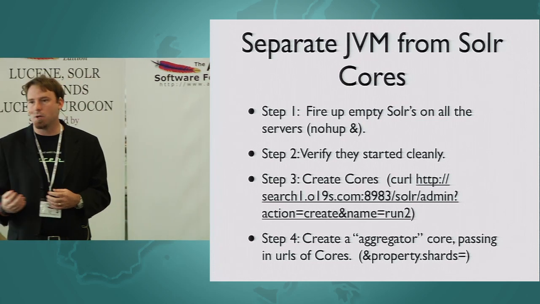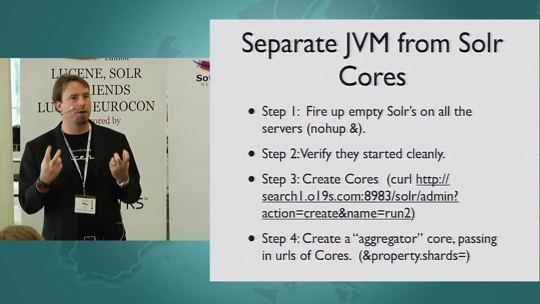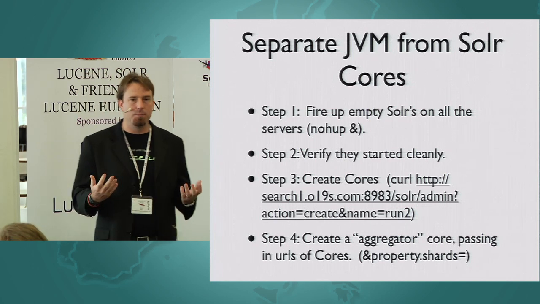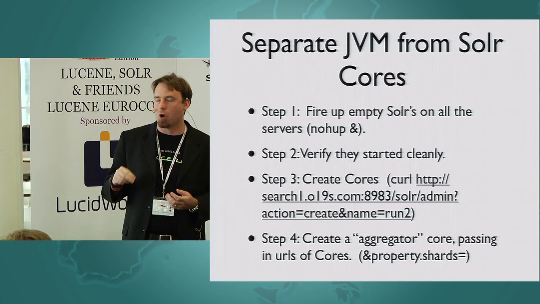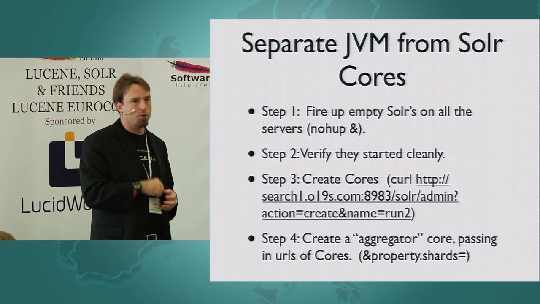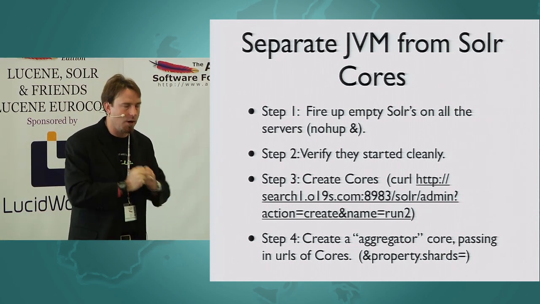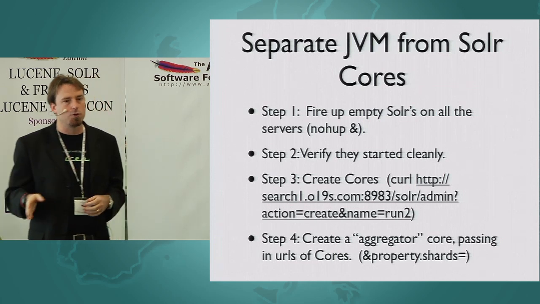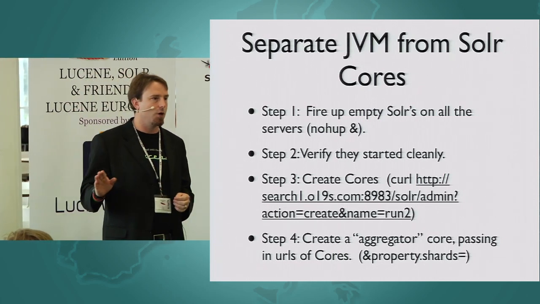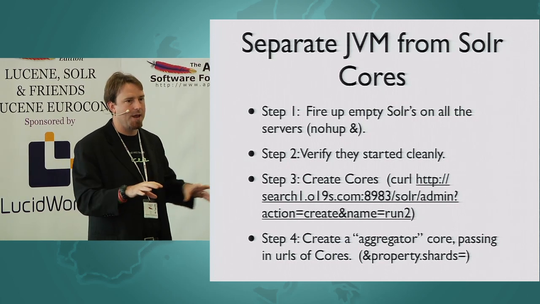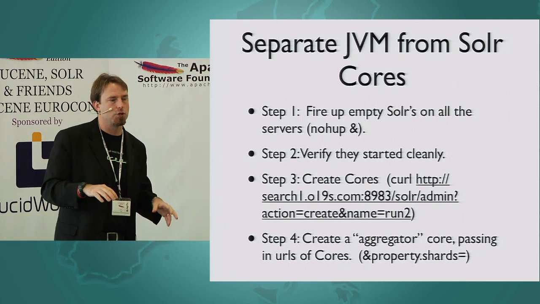And we had what we called our aggregator core, which was just an empty Solr core that had all the individual shards and their IP addresses in there. So we could just query the aggregator core and it would go out to everybody. Which was great because that way our front-end application didn't have to have any knowledge of the current layout of what shards were running on which JVMs.